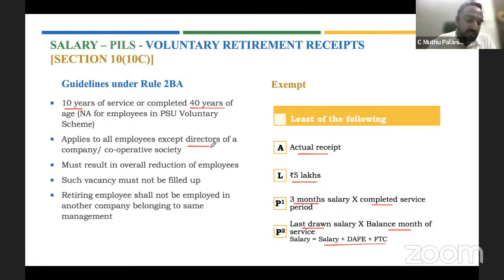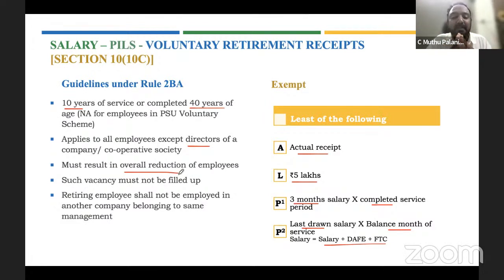The most important condition is that this VRS must result in an overall reduction of employees, which means when I am retiring under VRS, I should not be replaced. So in the year there are 15 people who are taking VRS now. The company's headcount must get reduced. It should not increase. So overall reduction should be there.